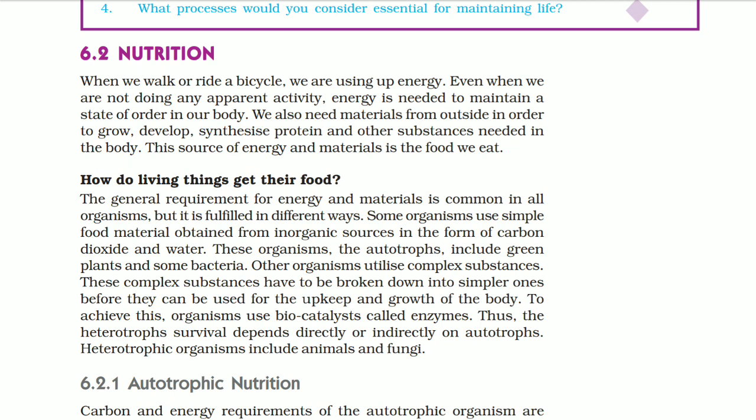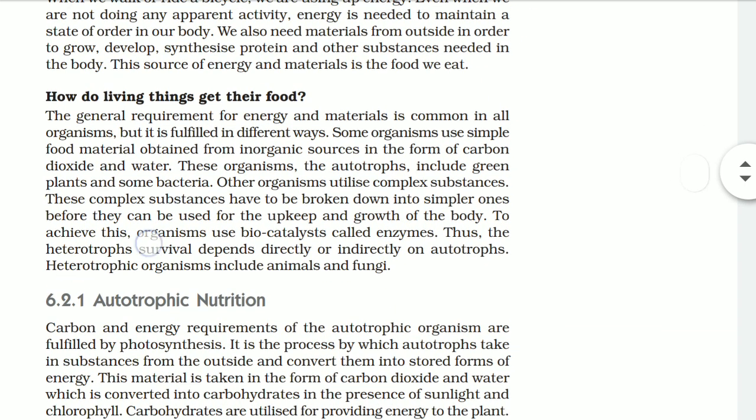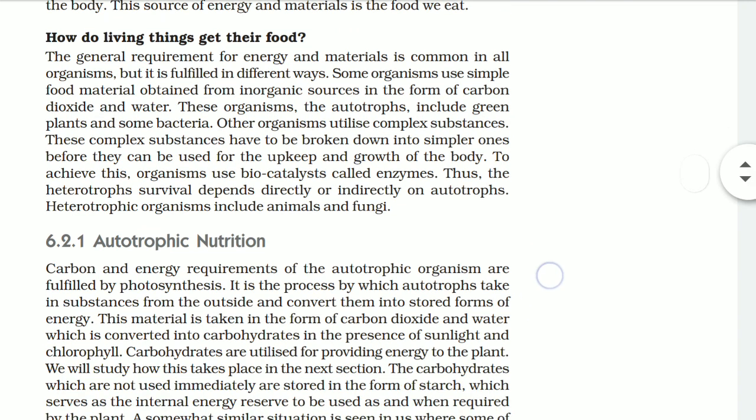So when we walk or ride a bicycle we use energy, right? And even when we are not doing anything, apparently we are using energy. Energy is needed to maintain a state of order in our body. So we also need a material from outside in our body to grow, develop, synthesize protein and other substances needed in the body. So the source of energy and material is the food that we eat.